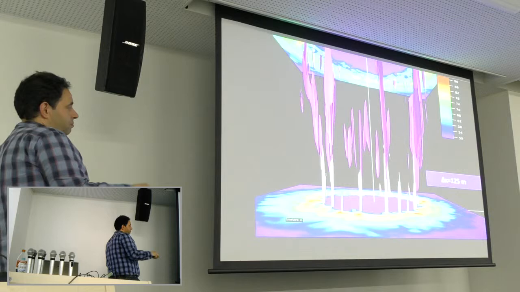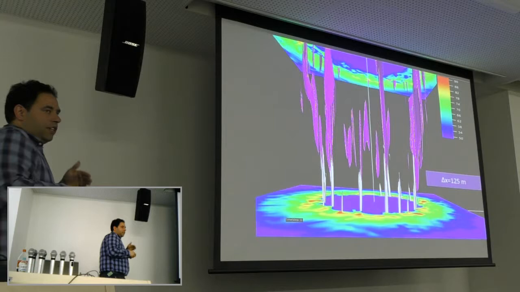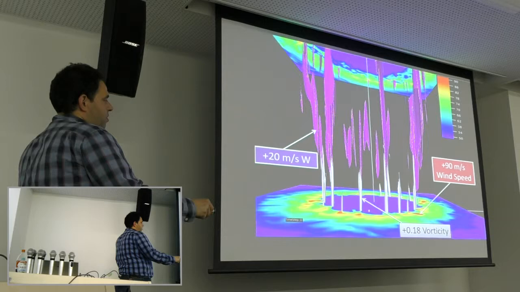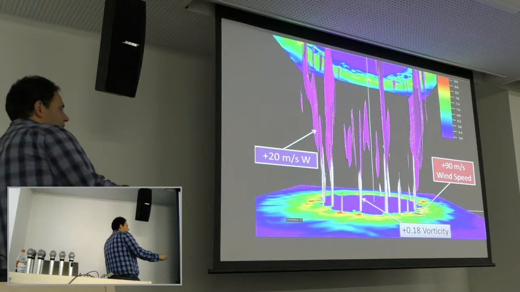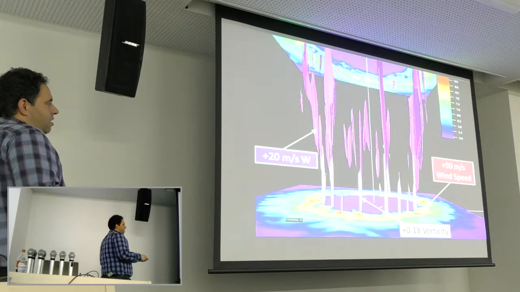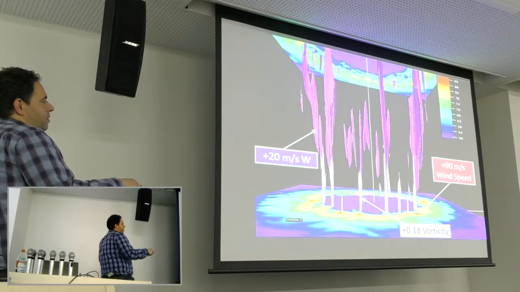The silver surfaces here are very strong vorticity isosurfaces, so 0.18 per second vorticity. Associated with each of these wind speed maxima, just inside of it, are these very intense towers of vertical vorticity. And then associated with the vorticity features are these extreme updrafts. These magenta surfaces are 20 meter per second updrafts.